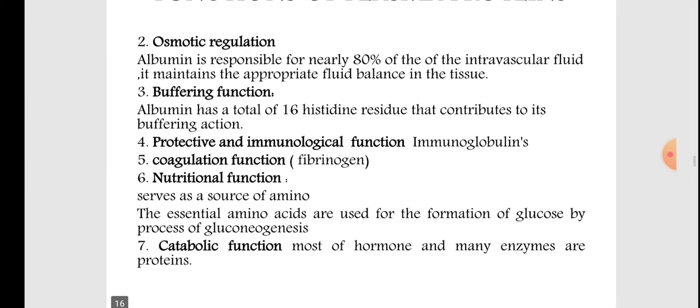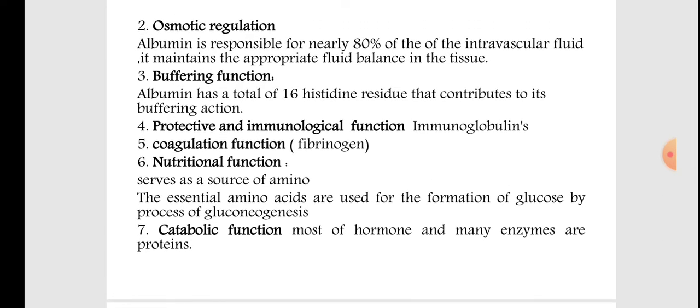Other function of plasma protein is osmotic regulation. Albumin is responsible for nearly 80% of the intravascular fluid. It maintains the appropriate fluid balance in the tissue.